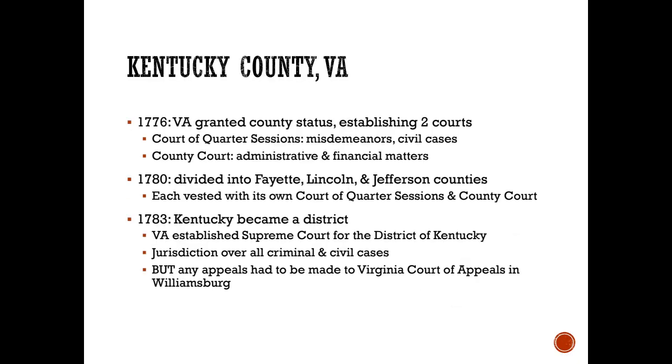As a general timeline here, in 1776, Virginia granted county status here in Kentucky. And when they did that, they established 2 courts here for the county. That was the Court of Quarter Sessions and the County Court. And you'll see why the county court is so long running: for most counties, it was established at the very beginning.